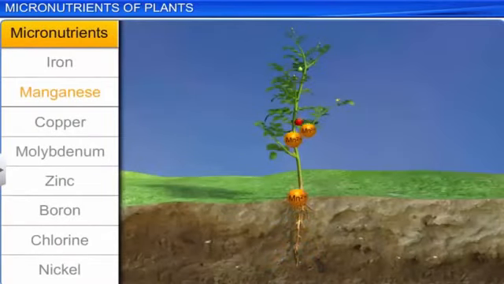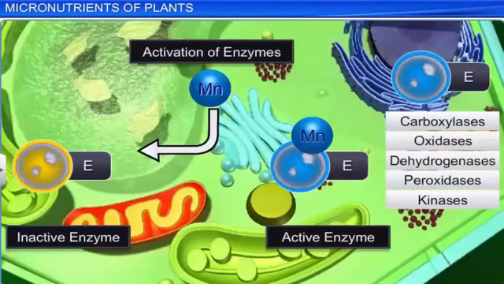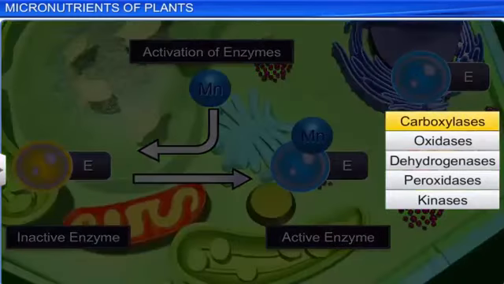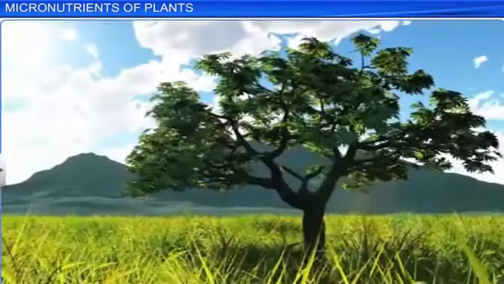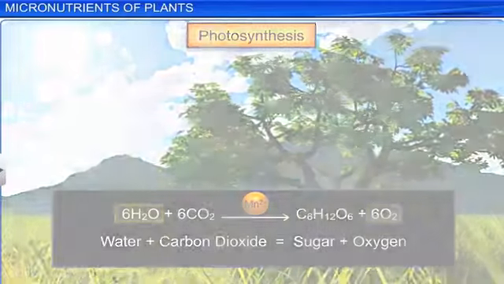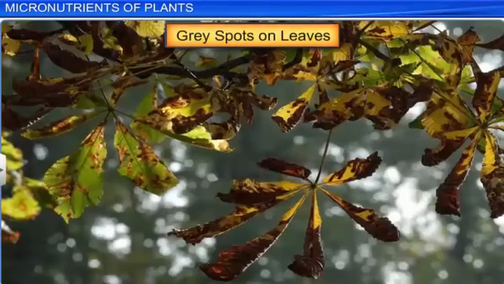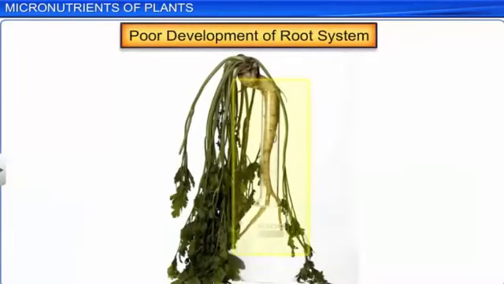Manganese is another trace element which is absorbed as manganese ions. It is required in leaves and seeds. It activates enzymes like carboxylases, oxidases, dehydrogenases, peroxidases, and kinases. It plays an important role in the splitting of water to liberate oxygen during photosynthesis. Deficiency symptoms include chlorosis, gray spots on leaves, and poor development of the root system.